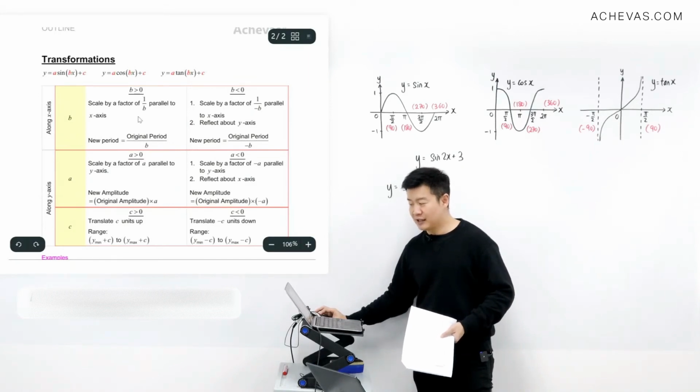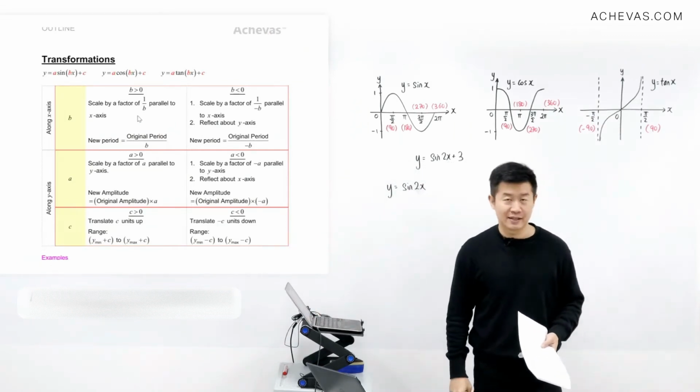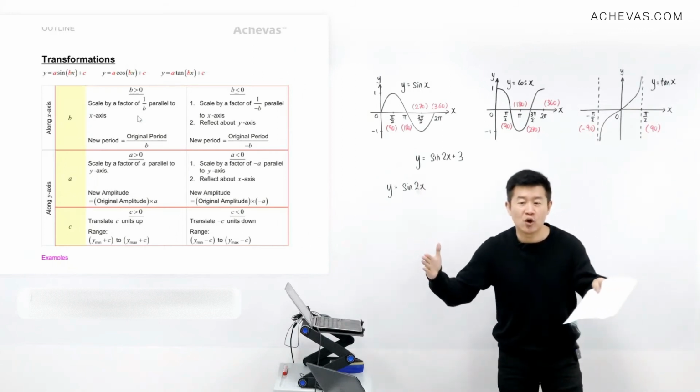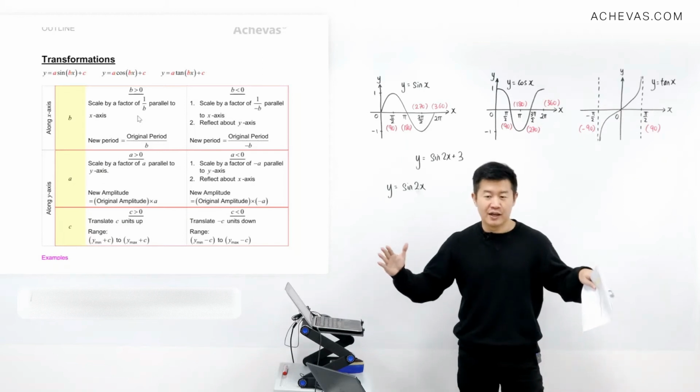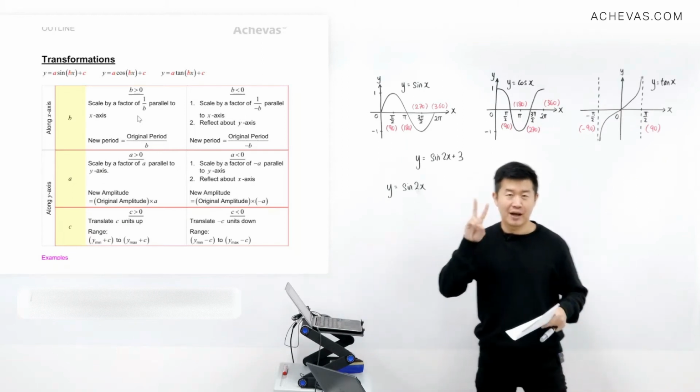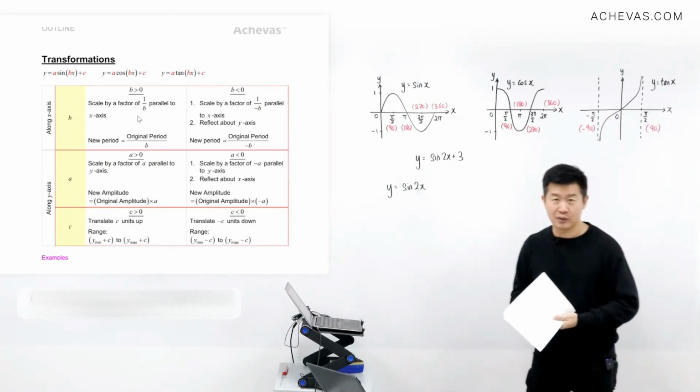That means that the transformed graph will be scaled by a factor of 1 over 2 parallel to the x-axis. It's going to be scaled by 1 over 2 parallel to the x-axis, which means that the transformed graph is going to be compressed by 2 times.